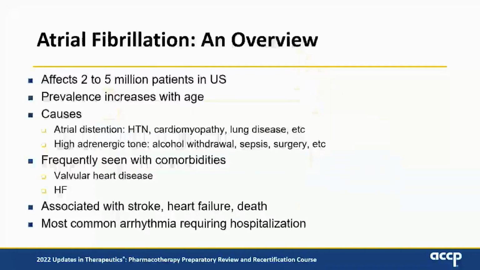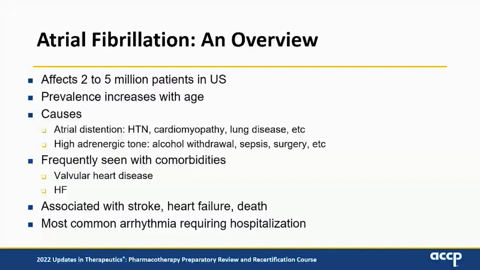So atrial fibrillation is our most common arrhythmia that requires hospitalization in the US. We know that it impacts up to 5 million Americans, and that the prevalence increases with age. When our patients are less than 60 years old, the prevalence is less than 1%, but by the time we hit 80 years of age, it's up to 10%. So it definitely increases with age.